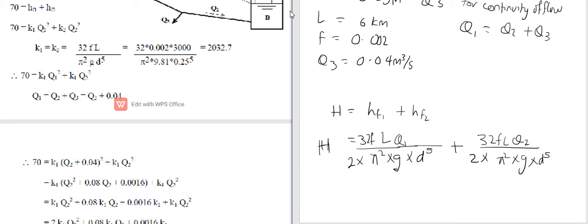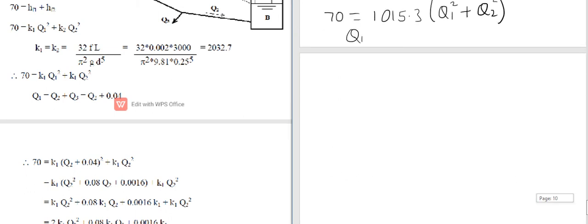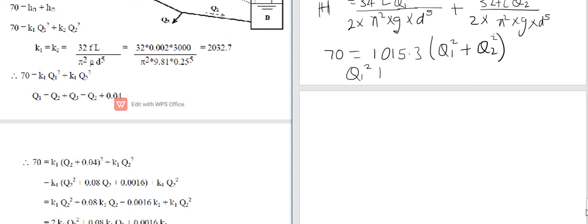So now substituting all the variables, we have 70 is equal to 1015.3 into bracket Q1 squared plus Q2 squared. And now Q1 squared plus Q2 squared will be equal to 70 divided by that value, and that is 0.0689. That is Q1 squared plus Q2 squared.